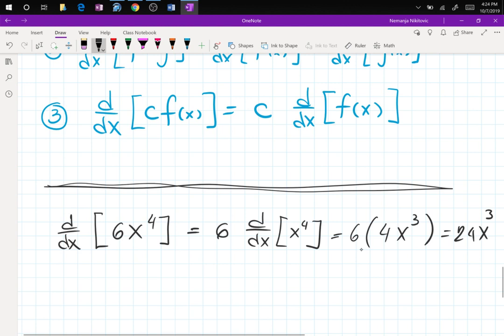So the rule for the constant is kick it out. Do you have to? No. Very soon you're going to go just, 4 times 6 is 24, and then 4 minus 1 is 3. So you're going to have 24x to the 3 just by looking at it. But again, that's homework and practice, and you will not be writing all of these steps.